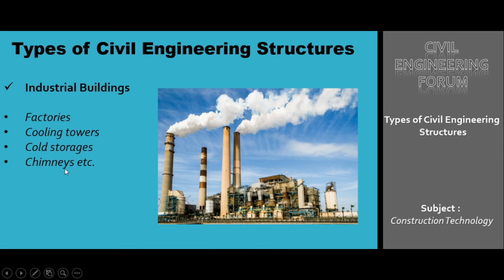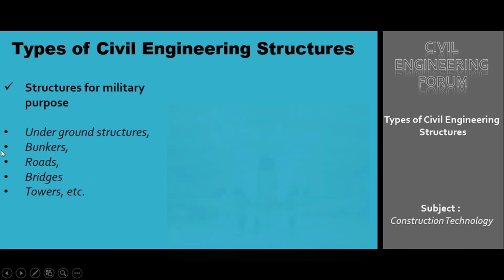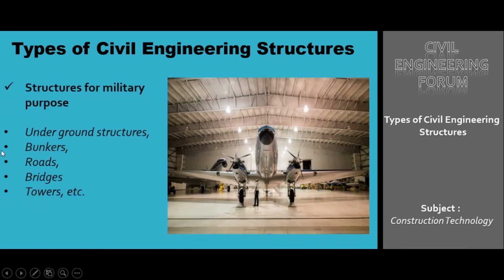Then are the cold storages. So these are the structures which are used to keep the goods at the right temperature. And the last are chimneys. So these are vertical channels or pipes, we would say, which conduct smoke and combustion gases up from a fire or furnace and typically through the roof of a building. So after understanding industrial buildings, we have structures for military purpose.